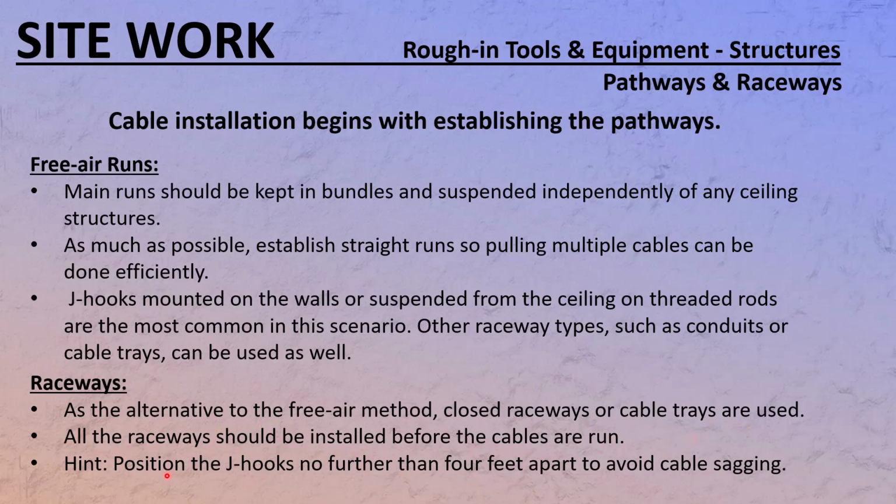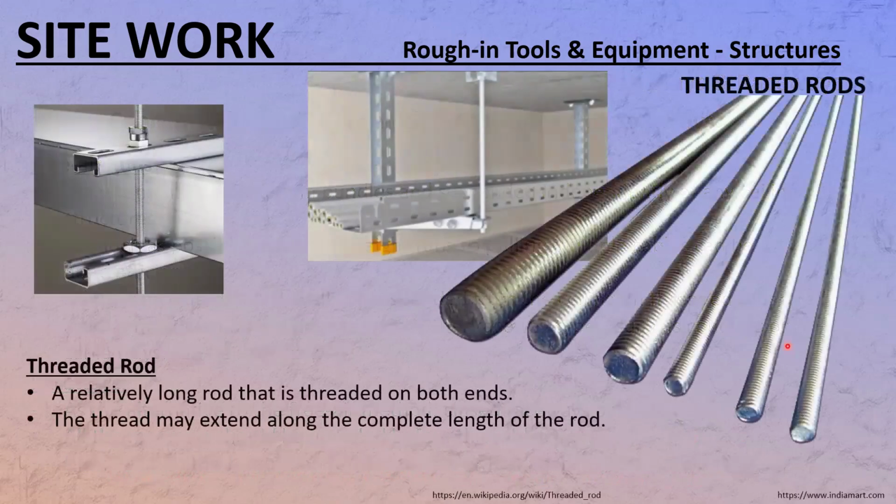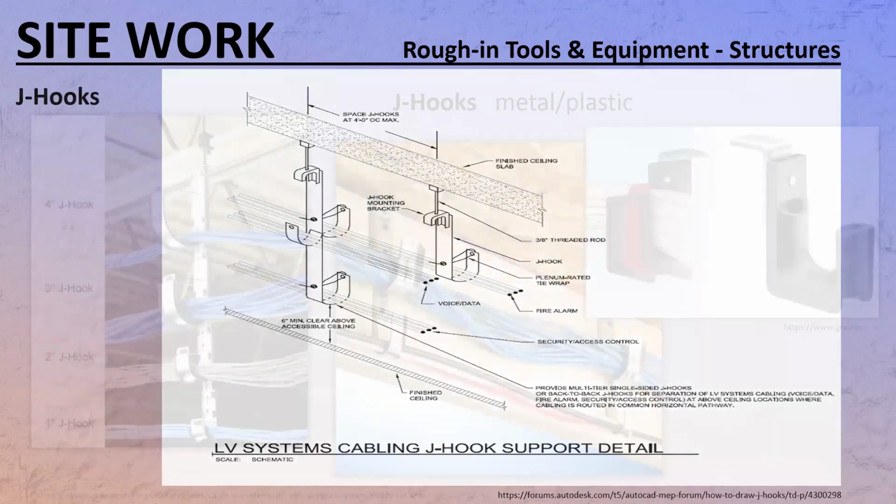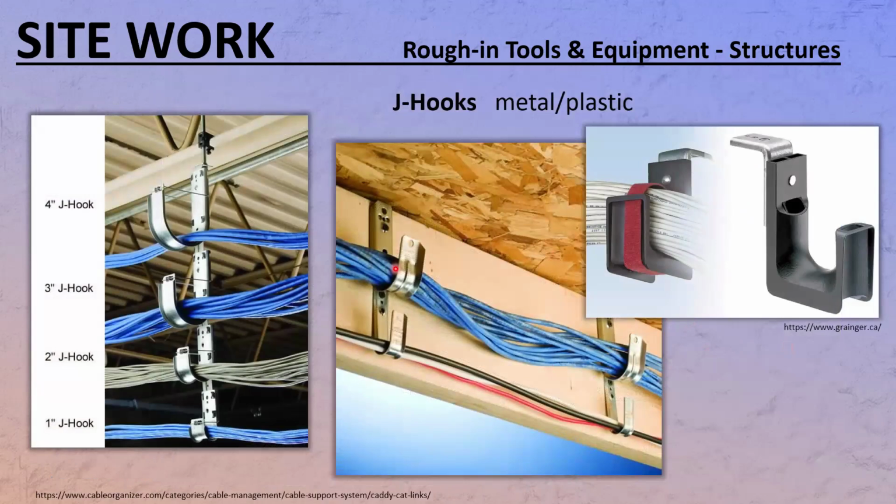Hint, hint: position the J-hooks no further apart than, well, it's a rule as well. The J-hooks should not be further than 4 feet apart to avoid cable sagging. Right here. If you have a bundle of cables and you put the J-hooks, these are wall-mounted ones, further than 4 feet apart, they're going to sag too much, and the wires on the bottom will have too much pressure on them, to the point that some of the cable specifications can be altered.